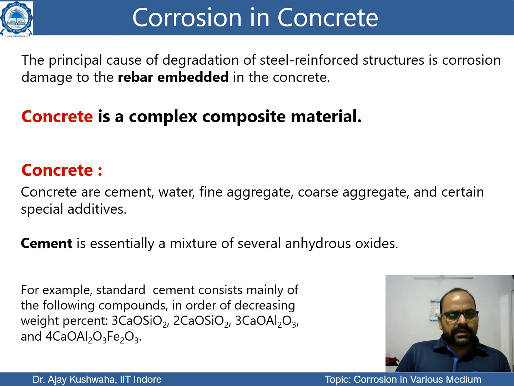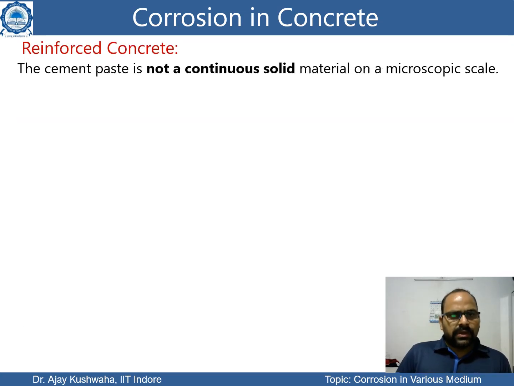For example, standard cement consists mainly of the following compounds in order of decreasing weight percent: 3CaO·SiO2, then 2CaO·SiO2, then 3CaO·Al2O3, and 4CaO·Al2O3·Fe2O3 kind of composition is present in concrete. And the cement paste, or you can say the concrete, is basically surrounded by, which basically covers a steel structure.